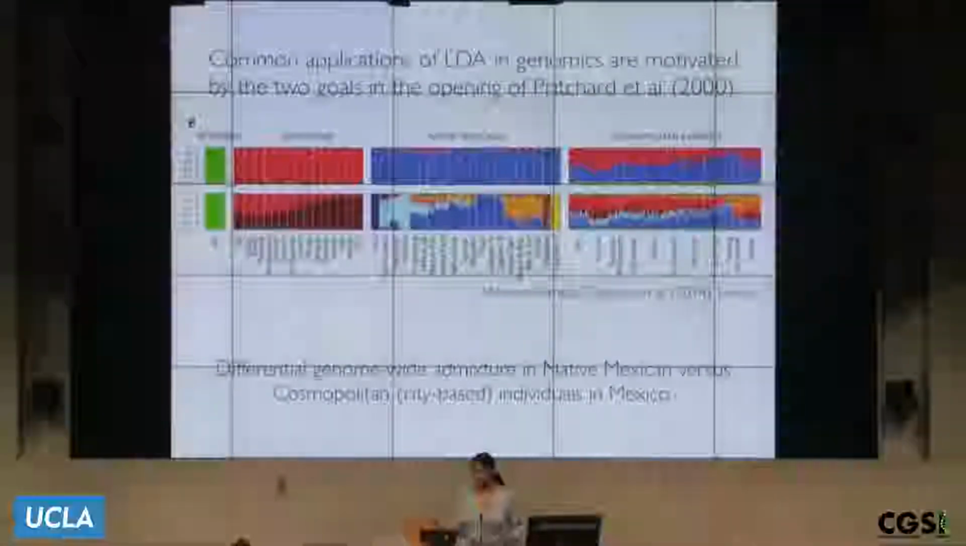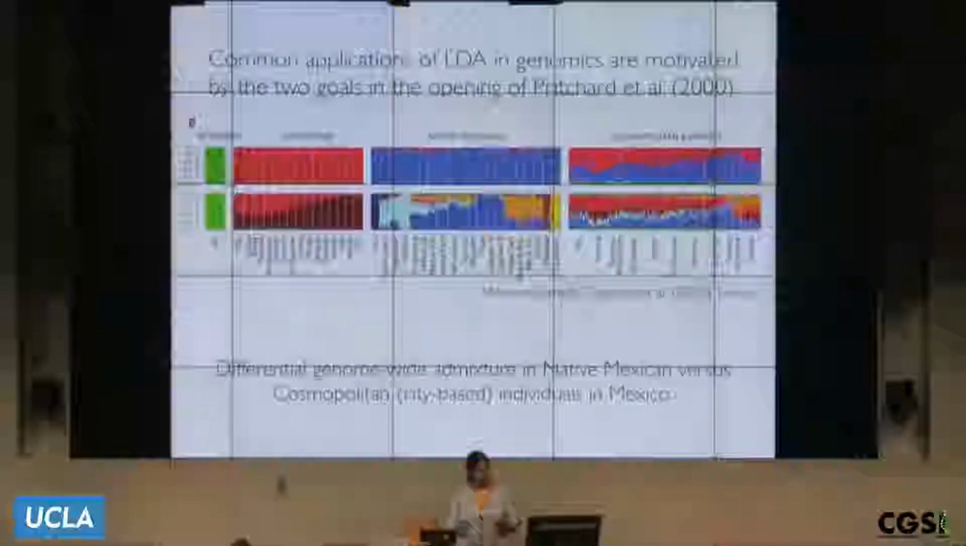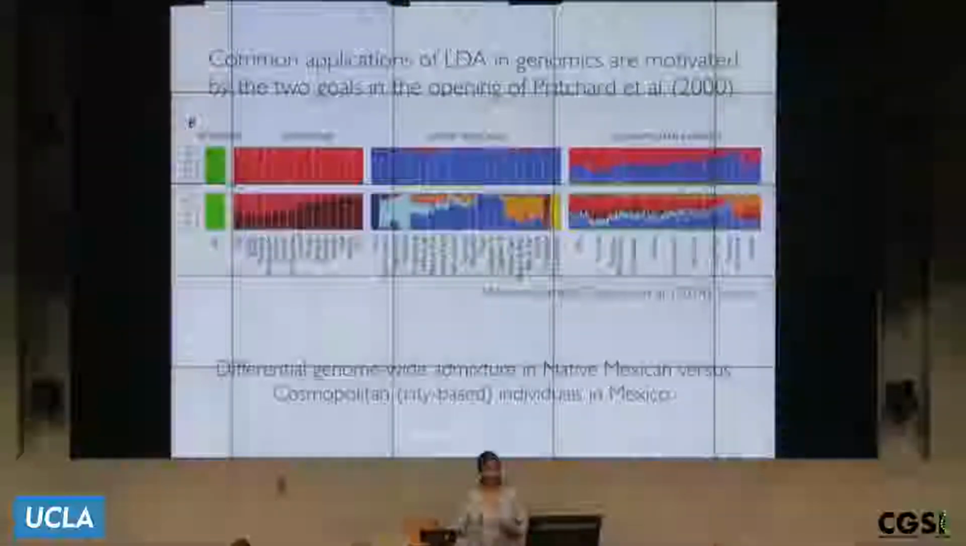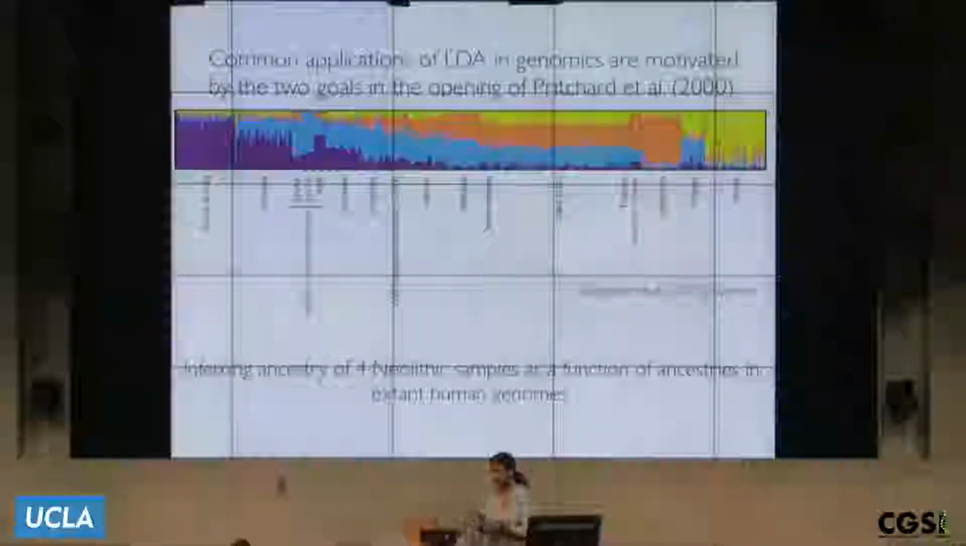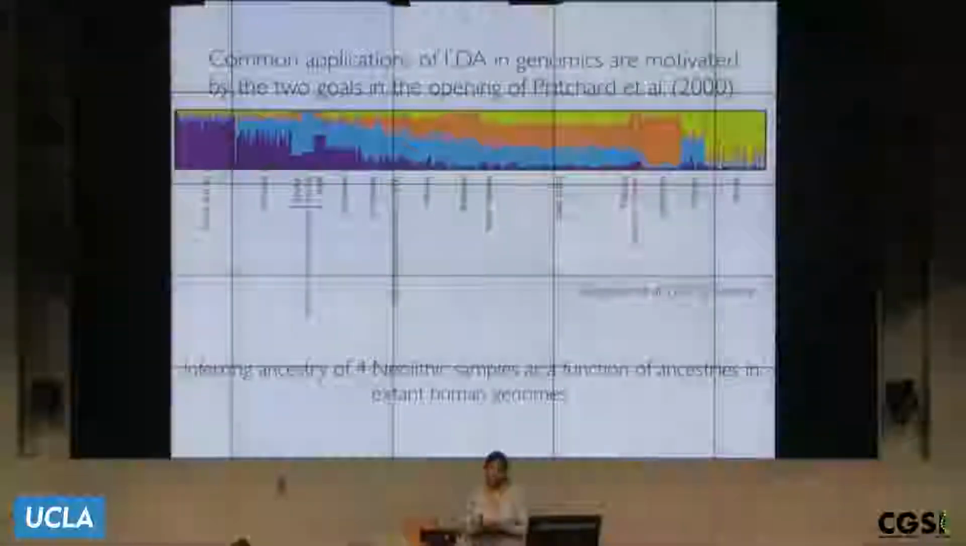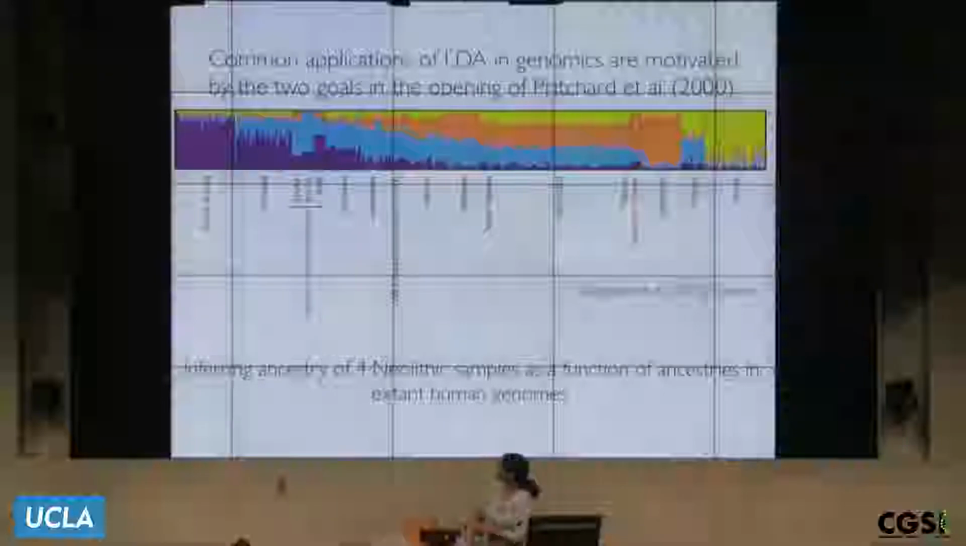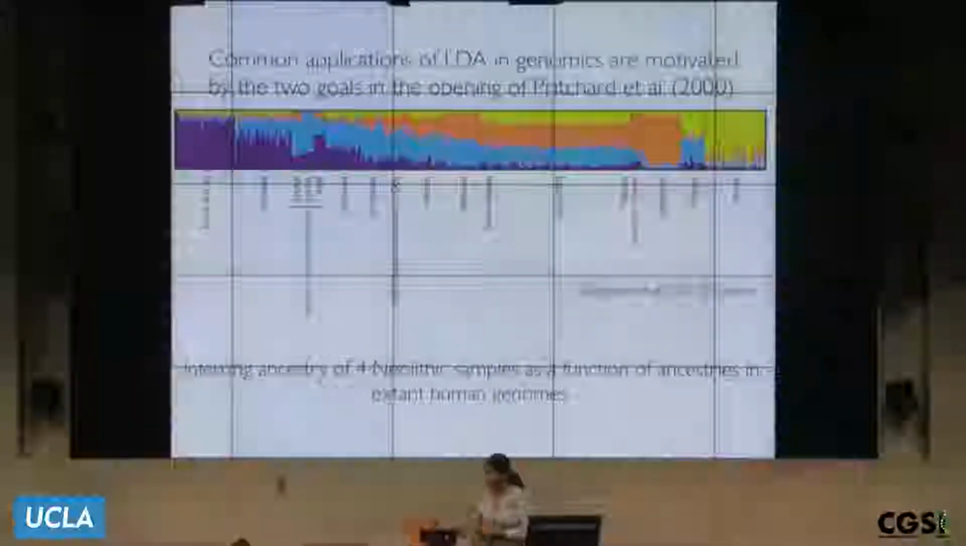So another example, the second goal that's stated by the authors, is you may have some predefined set of populations and want to say something about individuals of unknown ancestry. And this is happening more and more often in population genetics with ancient DNA. And here's an example now from a few years ago by Pontus Skoglund and Mattias Jakobsson's group, looking at the ancestry of 4 ancient samples.